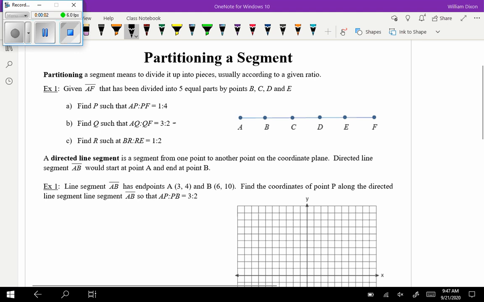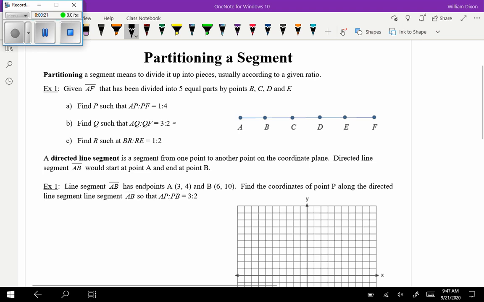Hi, in today's video, we're going to talk about partitioning a segment. Partitioning a segment means to divide it up into pieces, usually according to a given ratio. Remember, ratio is a relationship between numbers.